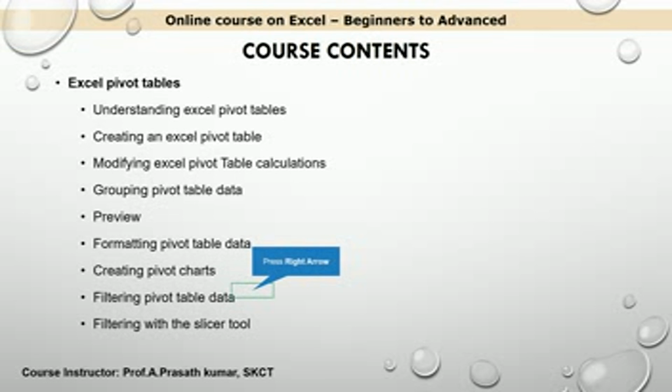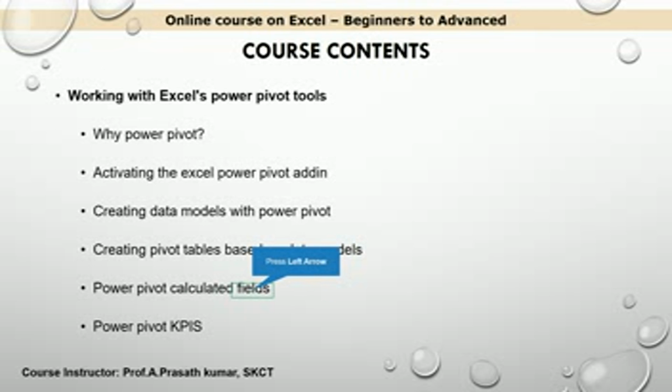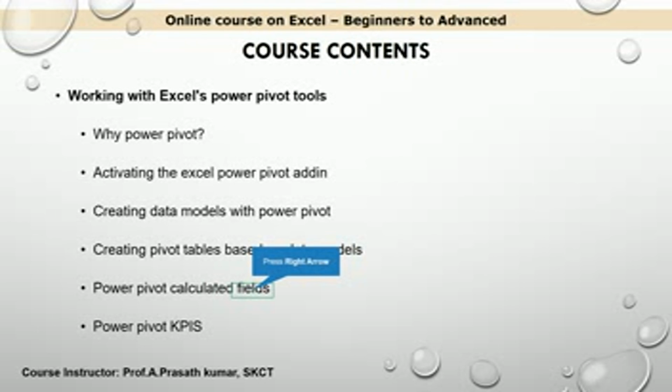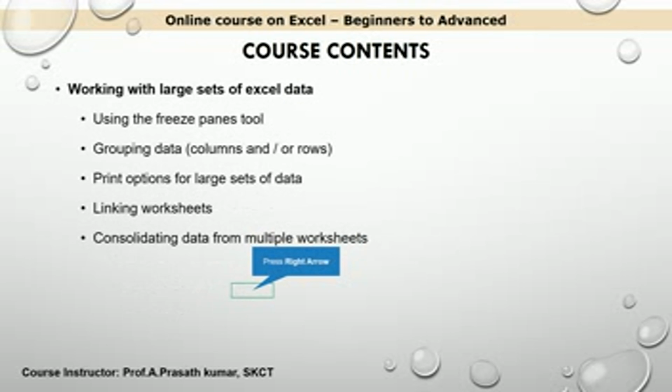Then one of the powerful tools in Excel is the pivot table. Using this pivot table, you can do any sort of analysis on the given data. That is how powerful pivot tables are. We will be inserting and using the slicer tools to get information from the given data. Then we will work on power pivots.